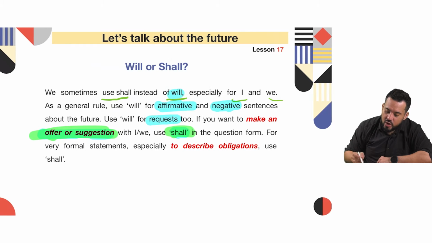So notice, will, we use it with affirmative, which means positive sentences, and we use it with negative sentences as won't. We use it for requests as well. Shall, we use it for offers or suggestions in the form of a question.